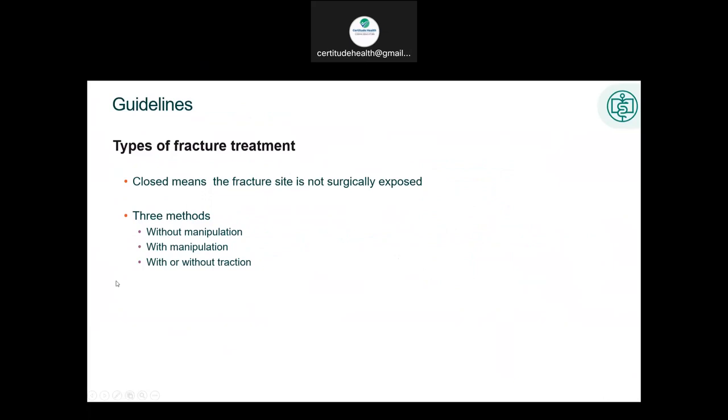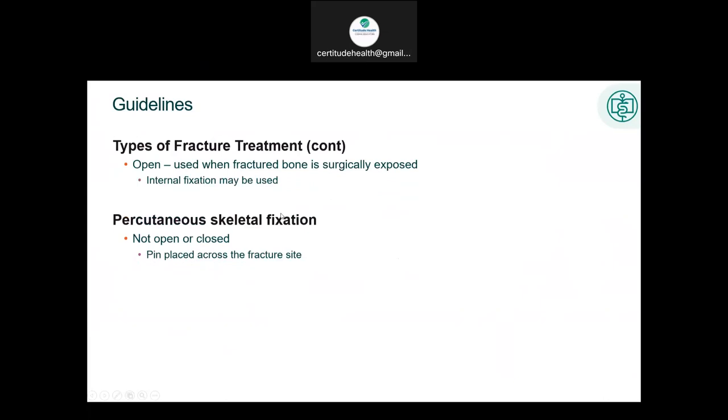Types of fracture treatment. Closed means that the fracture is not surgically exposed. And that could be done with three methods: without manipulation, with manipulation, or with or without traction. So think about if somebody has a broken bone and they just need to snap it back in place, right? Or if it's broken, but they're going to leave it as is and they're just going to splint or what have you.